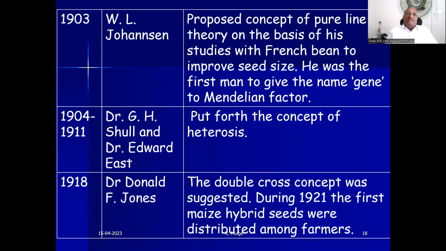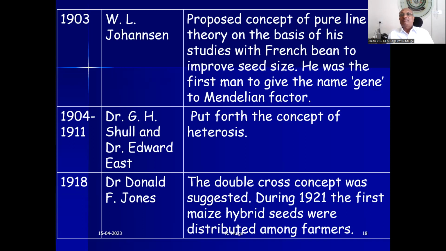Then in 1903, Johannsen proposed the concept of the pure line theory on the basis of his studies with French bean, a vegetable crop, right here also. And Gregor Mendel also studied vegetable crops, peas, garden peas, right? All the seven or eight characters he had chosen were with peas, and this is with French bean. That means it's really great that vegetables also have relevance in such important developments in plant breeding.